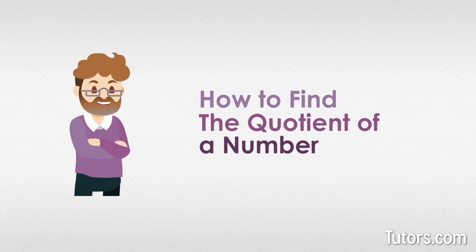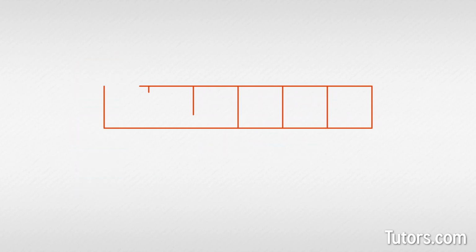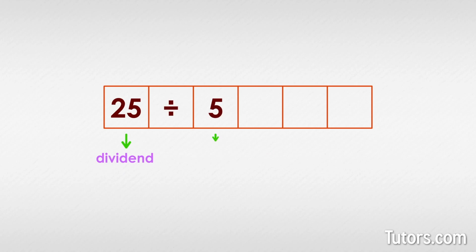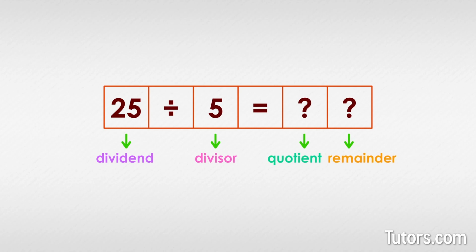How to find the quotient of a number? Setting up a division problem is a key first step to dividing correctly. First, decide which number is to be divided. That is the dividend. The dividend is divided by some other number. That is the divisor. Then you perform the division. Your answer is the quotient, and any remainder is placed to the right of the quotient.